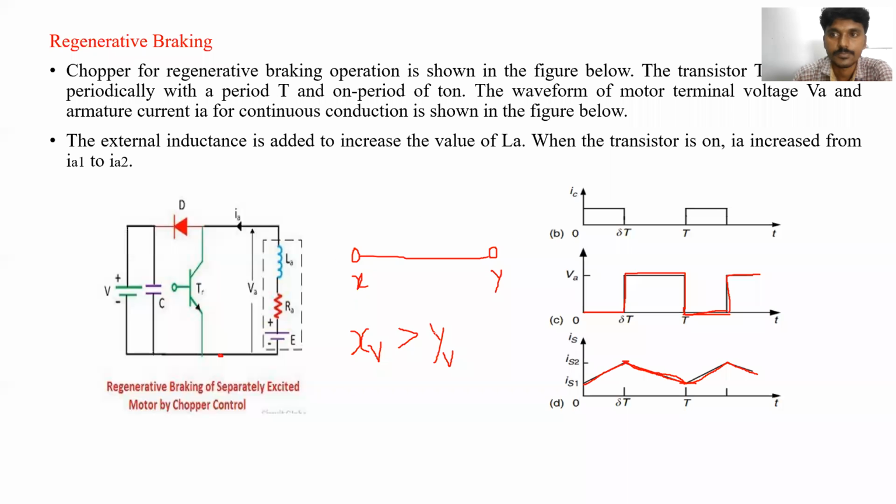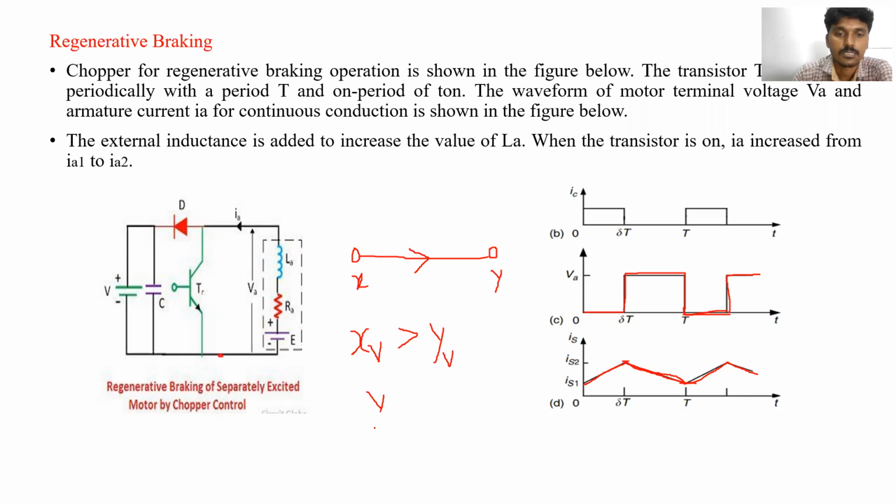Is the screen visible? Here there are 2 points, X and Y, and the potential of point X is greater than the potential of point Y. So how is the current flowing between these 2 points, from X to Y or Y to X? X to Y, because X potential is greater than Y potential.